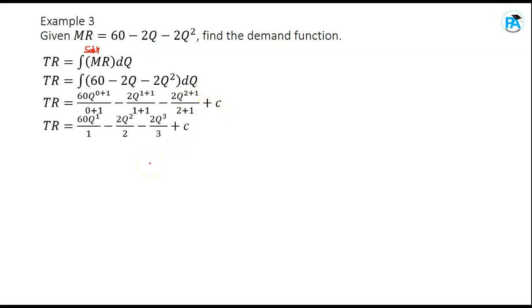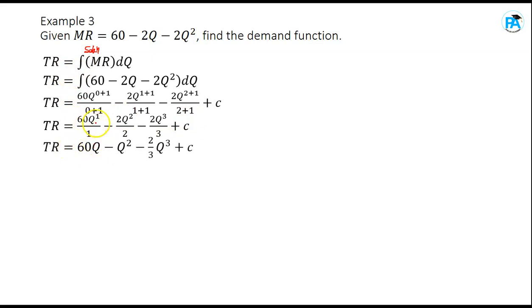So, this gives us what? 60Q exponent 1 divided by 1, isn't it? Minus 2Q exponent, 1 plus 1 gives you 2, divided by 1 plus 1, which is 2, minus 2Q exponent, 2 plus 1 gives you 3. So you have 2Q exponent 3 divided by 3, plus C. I hope you are following. The C must come. Since it's indefinite, the C must come. The constant.